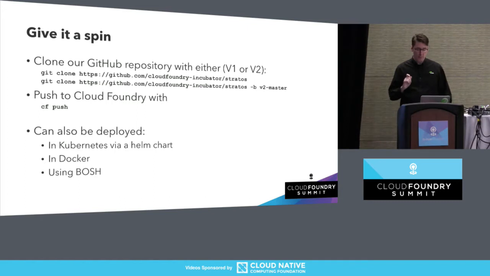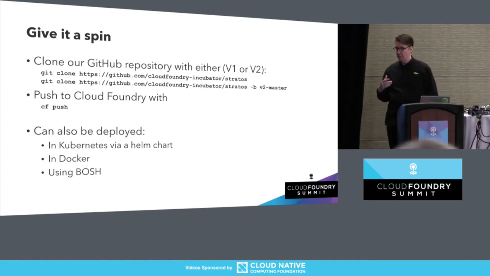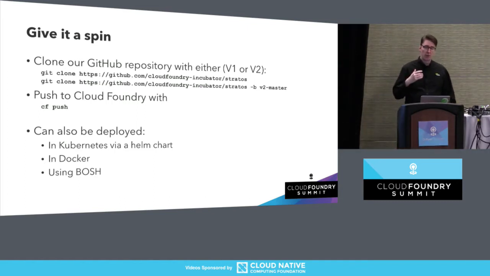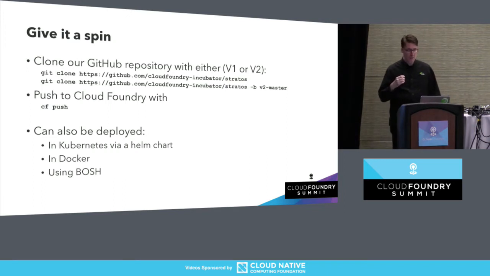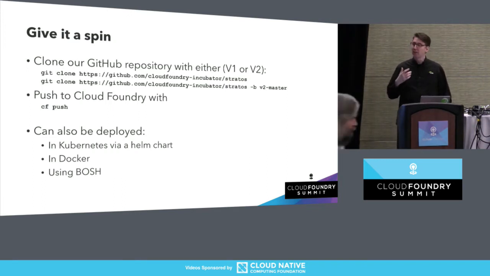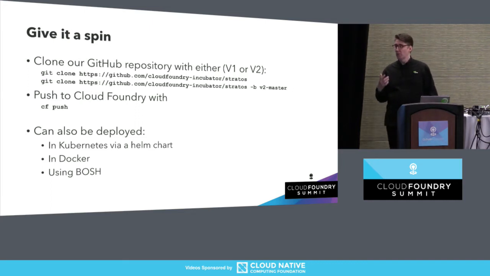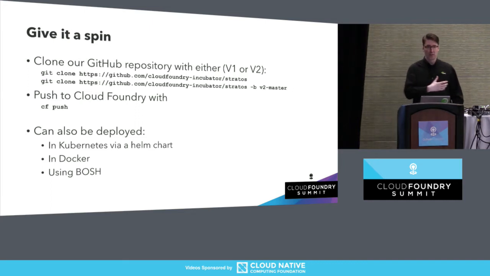But it can also be deployed, as we do it in the Cloud Application Platform, via a Kubernetes chart. So there's that way. That's for deploying natively to Kubernetes. You can run it as a single Docker container. You can build it right from the repo and then run it in Docker. Or you can deploy the Bosch release. So if you're using a Bosch-based Cloud Foundry distribution, which most people will be, you can use the Bosch release we made.